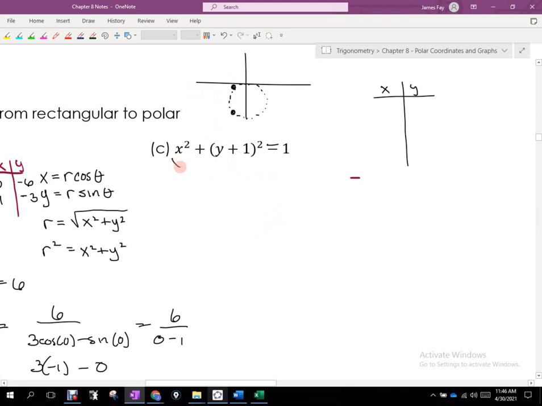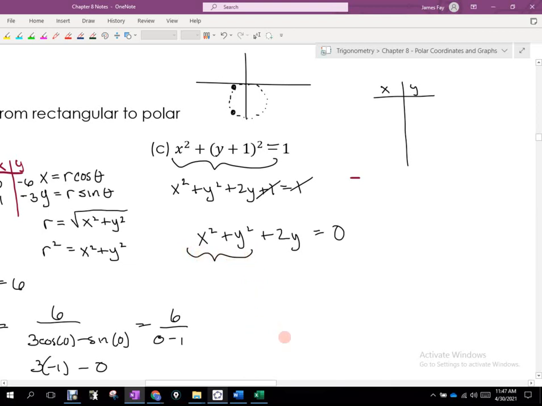Now, in order to get to that, what we need to do is some algebra first. I'm going to expand the y plus 1 squared. We'll combine like terms, okay? Move everything to one side, that kind of thing. So these ones are going to go away, right? So I'm left with x squared plus y squared plus 2y equals 0. What did we say that x squared plus y squared could be rewritten as? r squared.